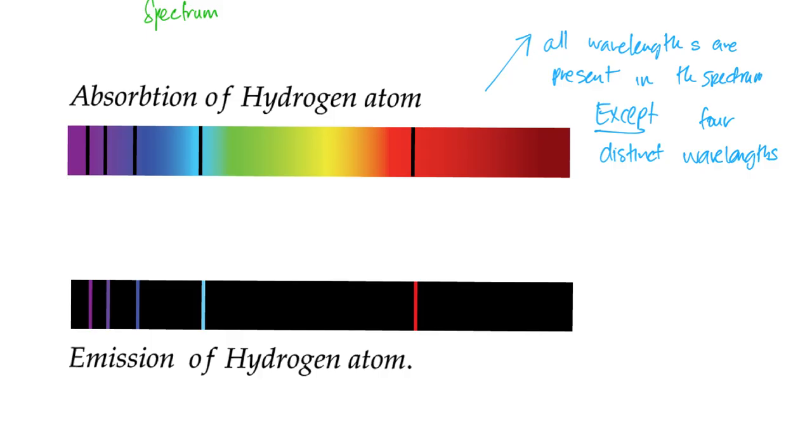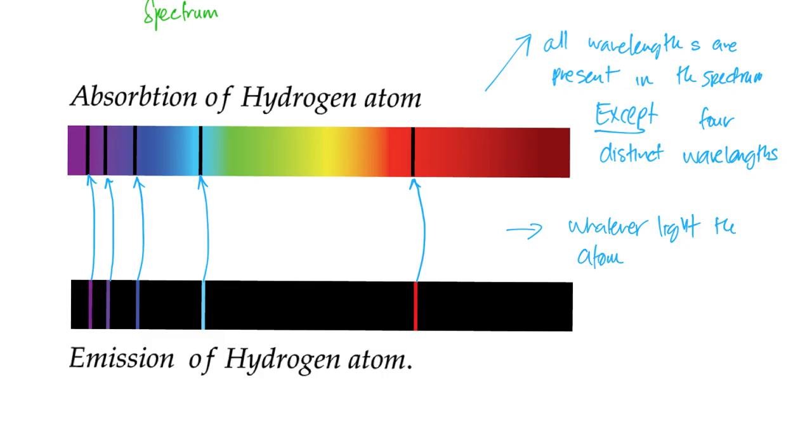From emission, I've got violet, purple, a darkish blue, a turquoise blue, and red. So whatever light the atom emits, it also absorbs.